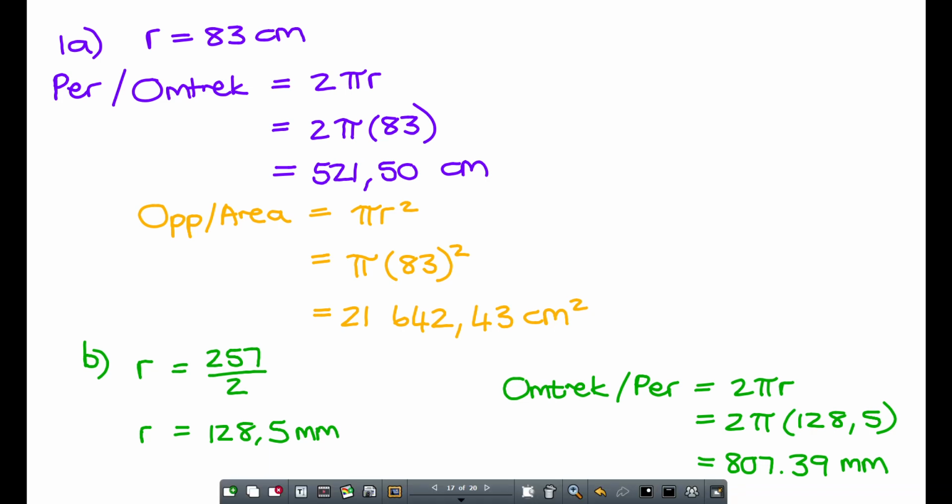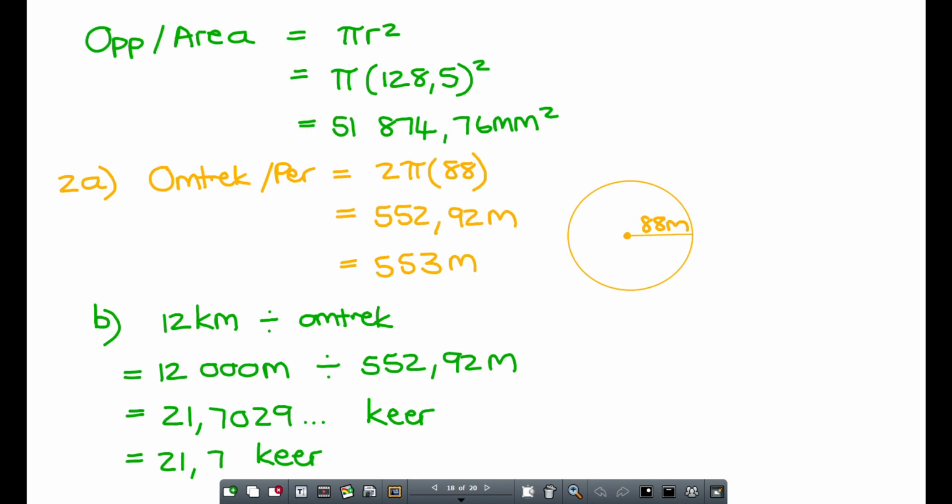Right, hands up who else is still copying. Okay, so then we also had to get the area of that circle. Phones away, please. So pi radius squared. So pi times 128,5 squared. And that gave me this answer. Please remember your units must also be squared. Okay? Any questions there?